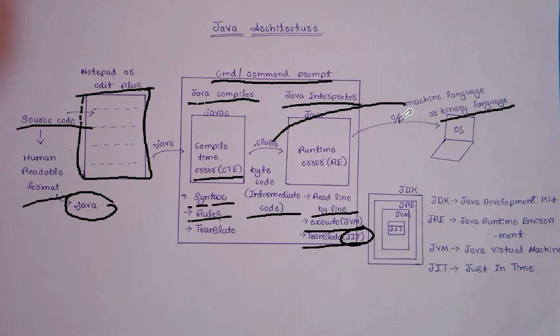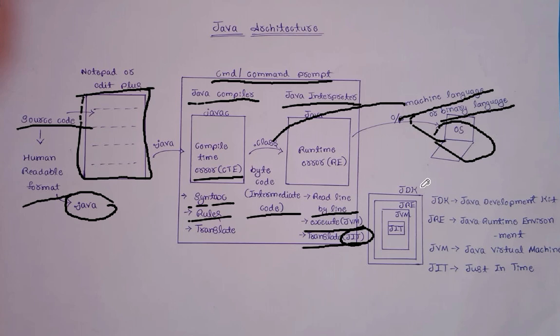Once we get the machine language output, then it is given as an input to the operating system, and this operating system will convert machine language output into human readable format output.